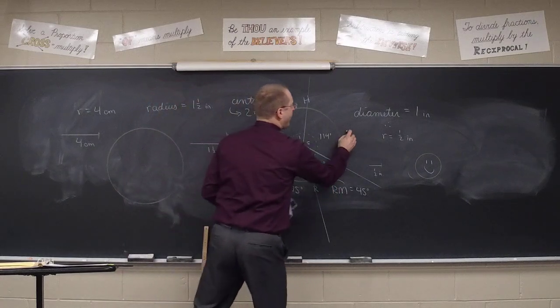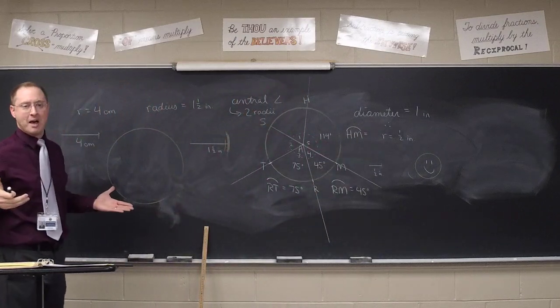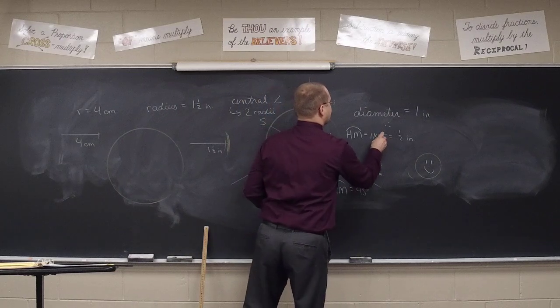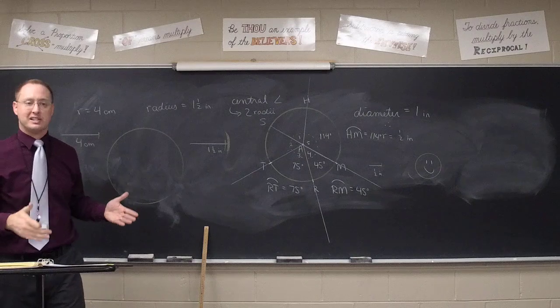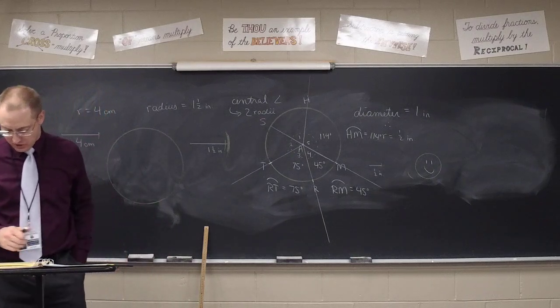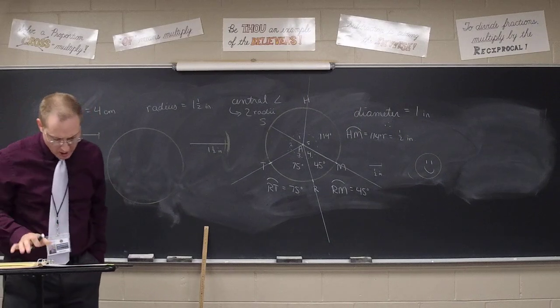So class, what about arc HM? How big do you suppose arc HM is? 114. 114 degrees. Easy math, right? Once you know the size of its central angle, you know the size of its intercepted arc measured in degrees. So an intercepted arc has the same measure as its central angle.